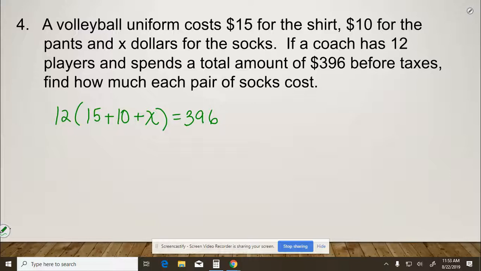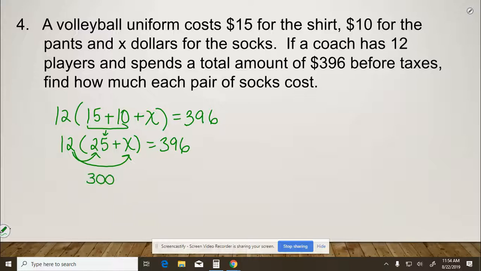We could distribute the 12 right away, but I'm going to simplify this first. This is 12 times 25 plus x equals 396. 15 plus 10 is equivalent to 25, so I just simplified it. Now I'm going to distribute 12 times 25 and 12 times x equals the 396. Well, 12 times 25, I could do in my head. 2 times 25 is 50, and 10 times 25 is 250. So my final answer is going to be 300.